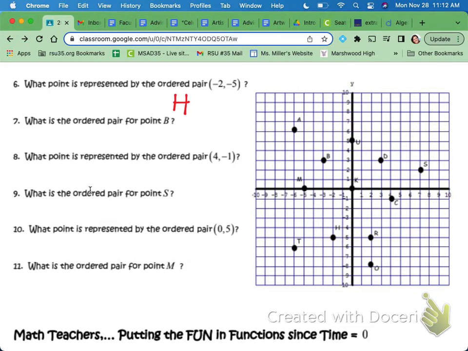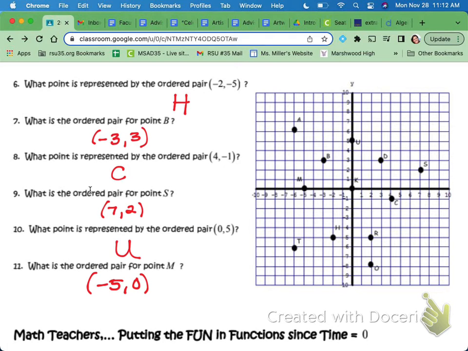All right, what's the ordered pair for point B? (-3, 3). Perfect. What point is represented by the ordered pair (4, -1)? So to the right 4, down 1, puts us at C. What's the ordered pair for S? Perfect. What point is represented by the ordered pair (0, -5)? U. What's the ordered pair for M? Good. Nice job.